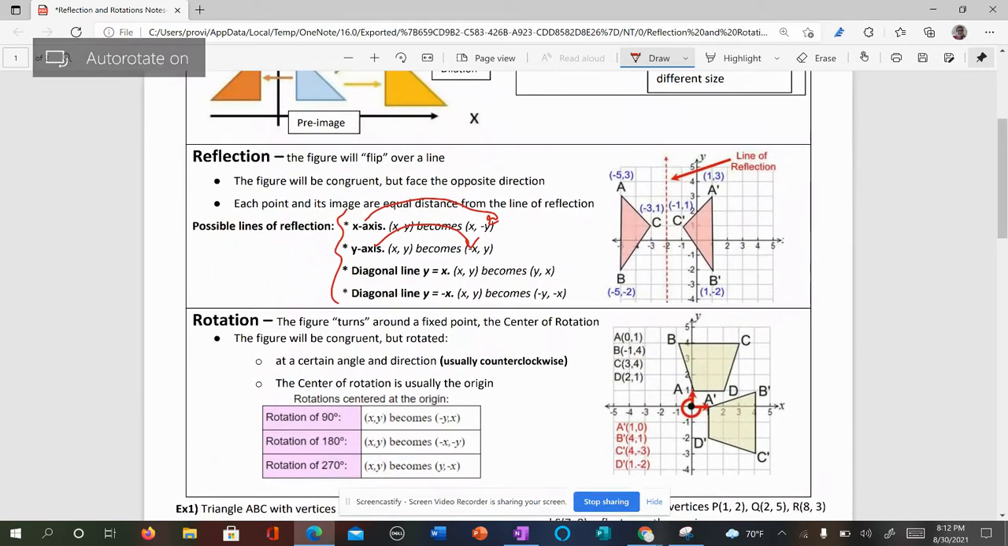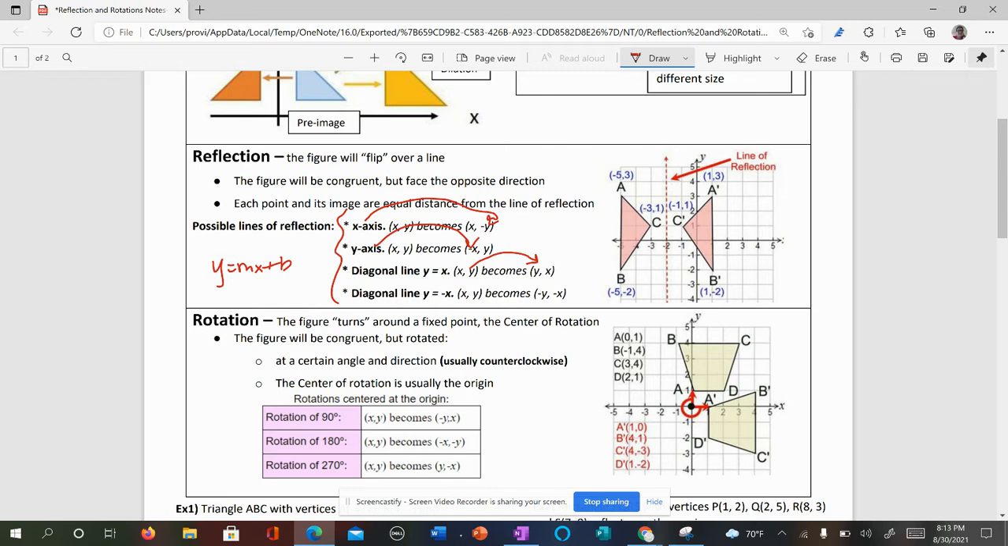Now, we also have diagonal lines. This is a positive line. Keep in mind, y equals mx plus b. So technically, my slope is 1, and my b is 0. So this is going through 0, 0, and this is a positive slope diagonal line. What you're going to do is take your x and y value and just flip them. So y becomes x and x becomes y.